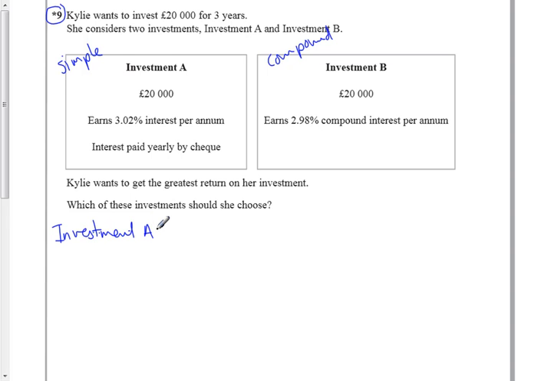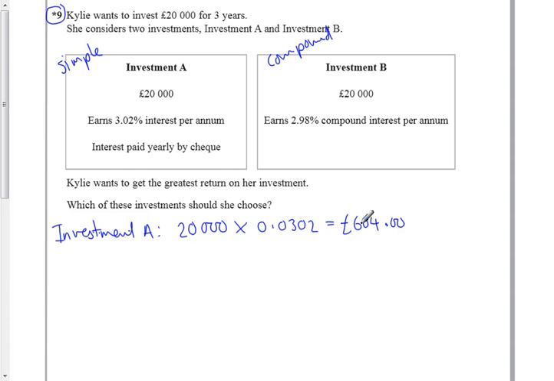If we look at investment A, we take the £20,000 and we times it by 0.03, that would be 3%. So the 3.02%, we times by 0.0302 to work out how much interest she earns in 1 year. 20,000 times 0.0302 means she's going to earn £604, and she gets 3 checks.